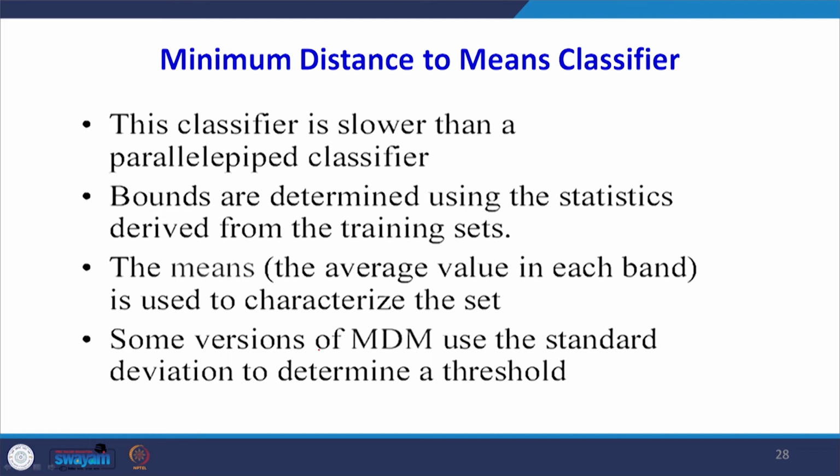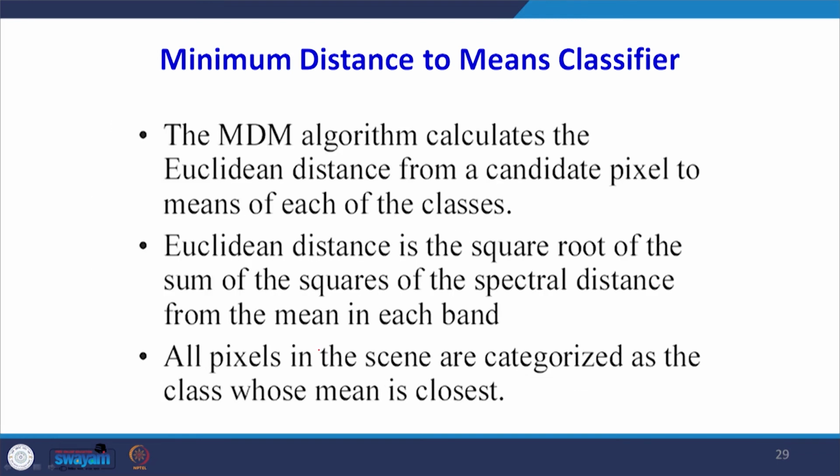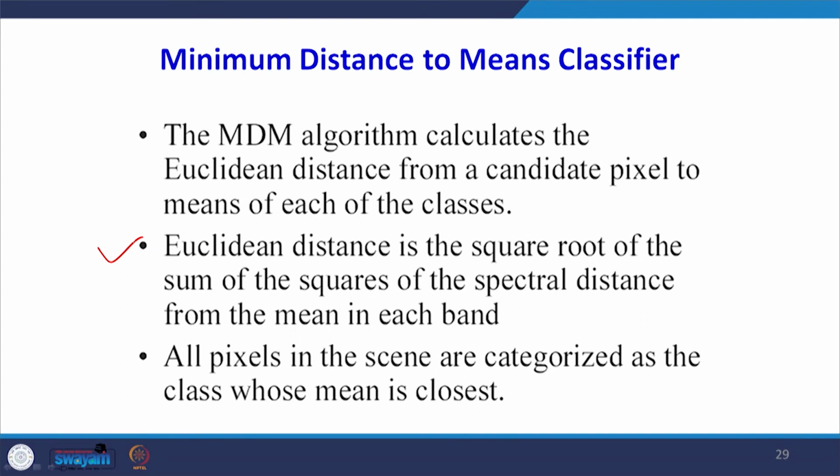This method is slightly slower than the parallelepiped classifier method, and in this method the Euclidean distance is the main criterion whenever we find out the separability between the two classes. That will be calculated between the center-to-center means of the training samples for the classes which we have identified. On the basis of the Euclidean distances, if a pixel is to be classified, it will calculate where the distance is minimum and allocate the pixel to that class.